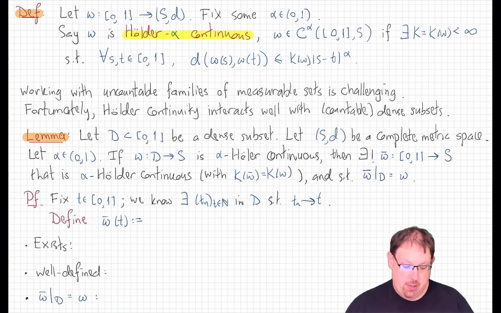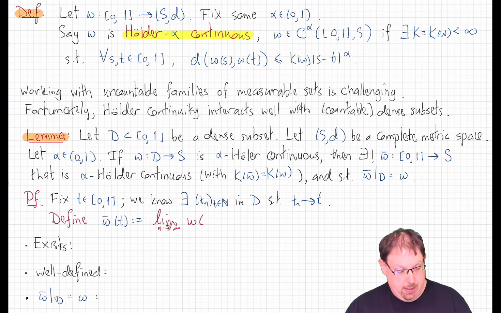Let's run through it one more time. We just need to define omega bar of t for each t. So we'll do that by selecting any sequence that we like, Tn, that converges to t. Since D is dense in the unit interval, there will be such a sequence. And we define omega bar, the extension, at that time t, to be the limit as n goes to infinity of omega of Tn. Of course, we need to check a number of things. Why does this limit even exist? And even if it does, why do we get the same answer no matter which sequence we choose here?